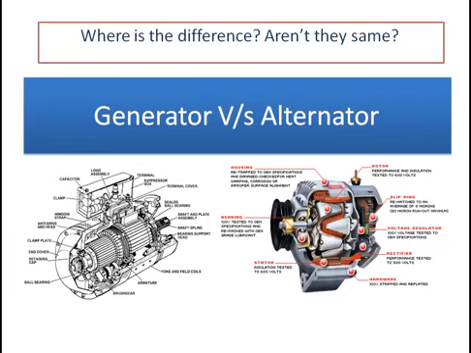Well, this is not incorrect at all, because both of these machines are used to convert mechanical energy into electrical energy, and both take the same amount of power, that is the mechanical power, and their primary work is to generate electricity. But where is the difference? The difference is in their construction. There are certain differences, and in this video I'm going to discuss the same.